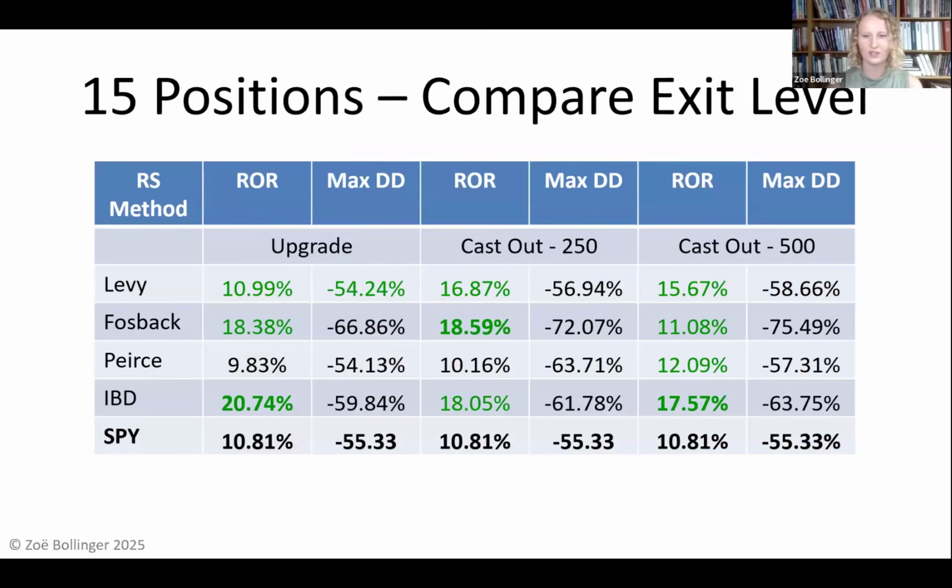I'll give you some equity lines to look at to see what the path was for these. But this gives you just a little initial glance at how some of these work. The left 2 columns, I'm hoping you can see my mouse, are upgrade. We see that 3 of the 4 outperformed the benchmark of SPY, the S&P 500, for that period. Investors Business Daily, the William O'Neill version, outperformed by quite a bit. Fosbach, almost as much. Levy by a hair, and Pierce came in just under.